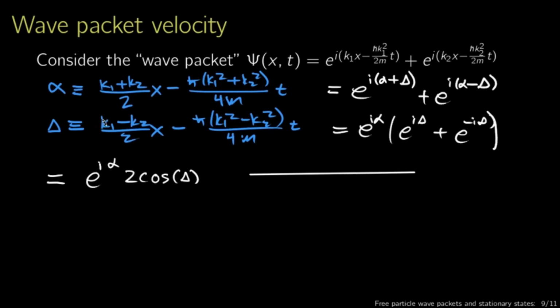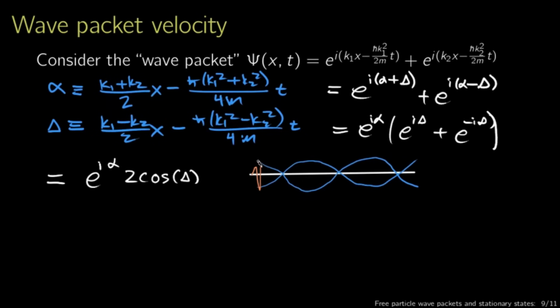If k1 and k2 are near each other, this will be a small number. This will also be a relatively small number. So delta evolves much more slowly with space and time than alpha. So if I was going to draw this wave function, I would have some slowly varying envelope like this, and superposed on top of that, multiplied by that slowly varying envelope, is e to the i alpha, which is the sum. So if k1 is close to k2, this is going to evolve much more rapidly.